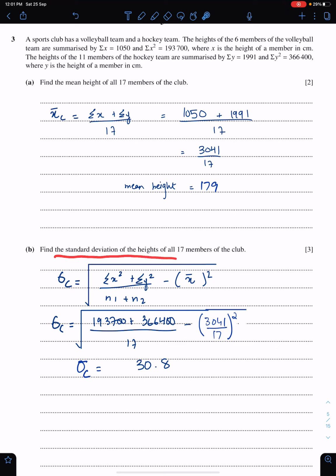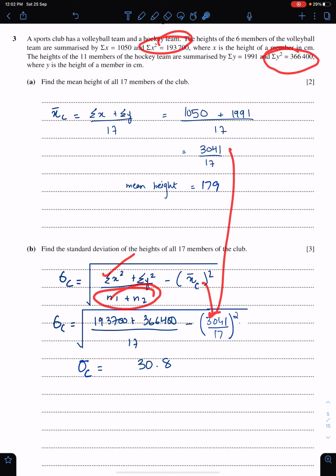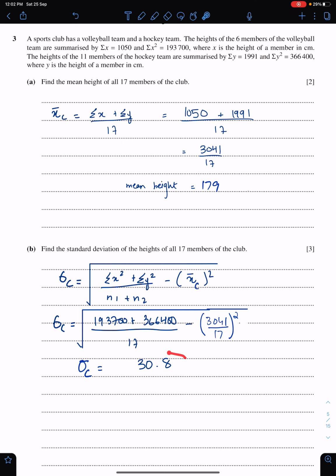Part B. Find the standard deviation of all 17 members. This is the formula of the combined standard deviation. Sigma x squared, sigma y squared, n1 plus n2, and the combined mean. And we will use this number here instead of this number. So the combined mean is this, sigma x squared is this, sigma y squared is this, and n1 plus n2 is 17. Make sure you give your answer to 3 significant figures.